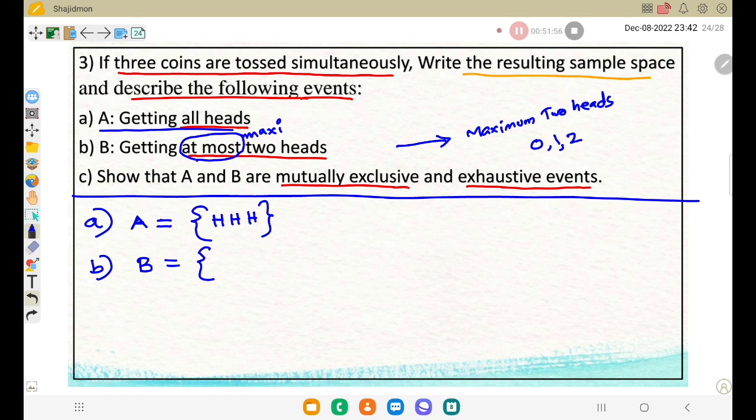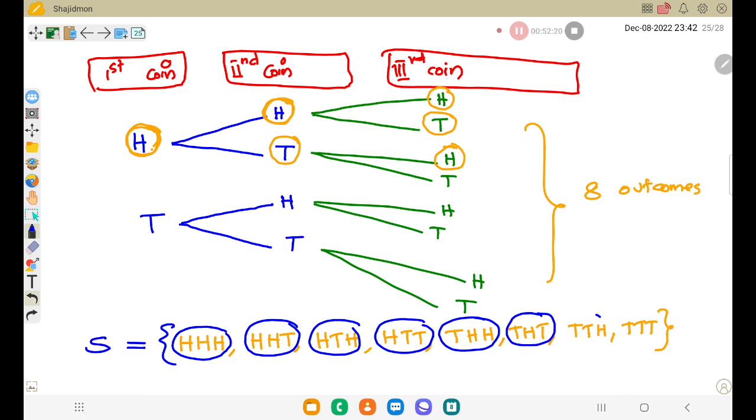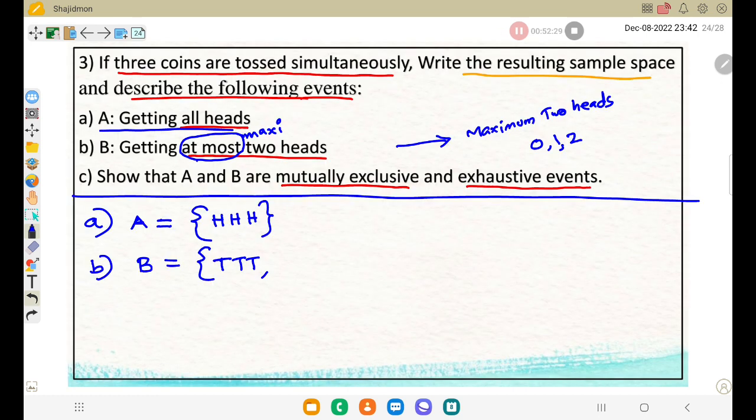So what are the options we are writing? Either 0 head. 0 head means tail and tail and tail, correct? There is no head. Maximum 2 head, so 0 head no problem. Now 2 head, 1 head we can write. From this sample space we can take it. For example, here 2 head we can write. Here 2 head we can write. Here 1 head only. Here 2 head. Here 1 head only. Here also 1 head. And here also we can write. But only the first one, don't write. Triple head, correct? Because maximum 2 head.